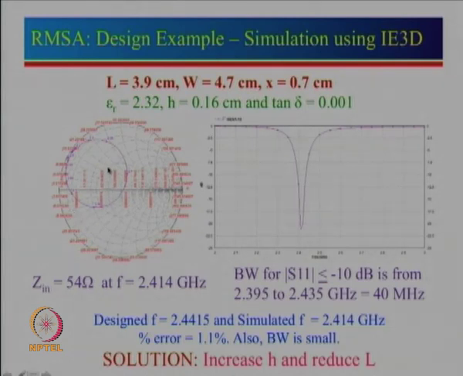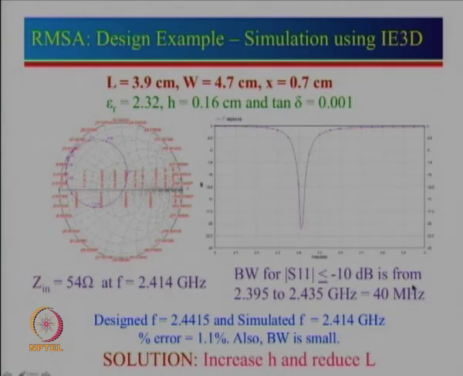Now, these are the results. This is the Smith chart plot, and that is the S11 plot. We can see here that we have got a center frequency of 2.414, and the impedance is 50 ohm, which is reasonably close to 50 ohm. So we can leave that here. If you look at the S11 plot for bandwidth with S11 less than minus 10 dB, you can draw a line at minus 10 dB, and one can see that the bandwidth obtained is about 40 megahertz.